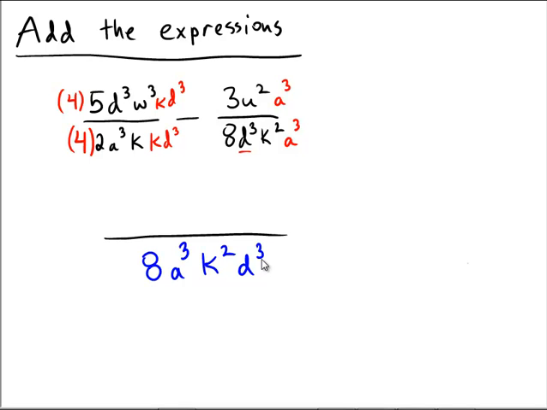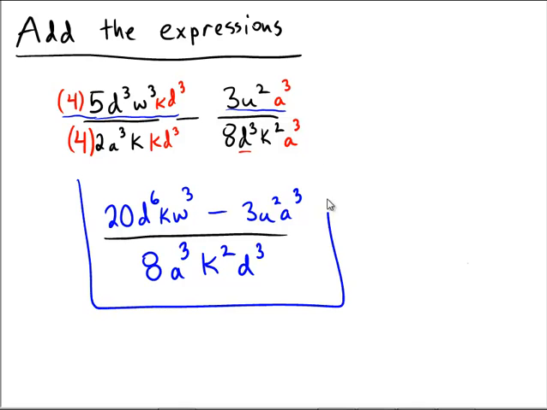On the top, let's see, for the left portion we have 5 times 4, which is 20, no a's, d to the 6, because I got d cubed and d cubed, k, and w cubed. I'm choosing to put these ones in alphabetical order. I don't know why I didn't do that in the bottom. But on the right we have a 3, we have a u squared, and then we have the a cubed, and they're separated by the minus sign. So that would be the final answer to this combined expression.